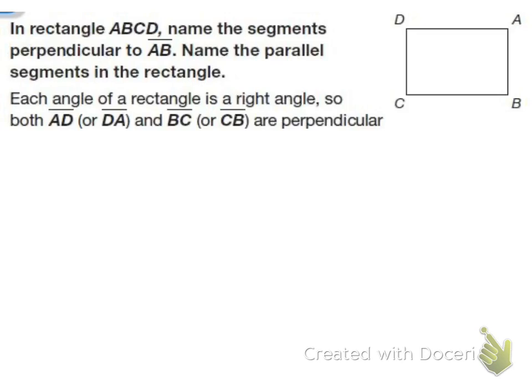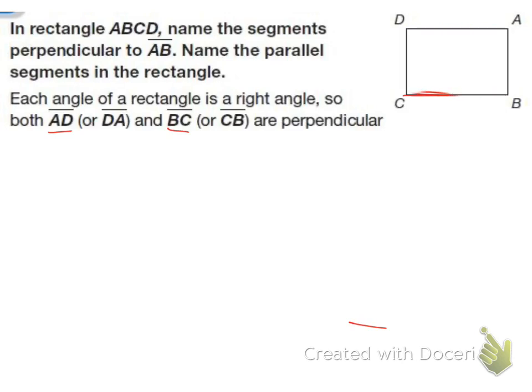So this problem says, in rectangle ABCD, name the segments perpendicular to AB, and then name the parallel segments in the rectangle. Okay. So we know each of these angles in the rectangle is a right angle. So AD and BC are both perpendicular to AB. Okay, so my answer for the first part would be AD or BC.